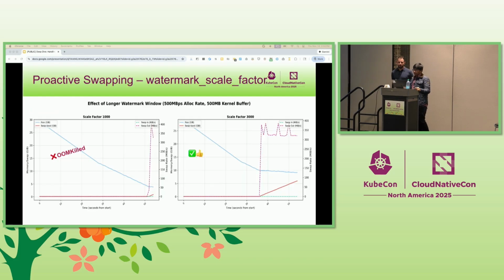Now this graph shows again how, by adjusting the scale factor, I can protect my workload. By proactively swapping, I was able to help my workload avoid an OOM kill scenario. It's starting to swap around 30 seconds, whereas in the case here it is 50 seconds, and that swap wasn't enough to absorb my 500 MB load.